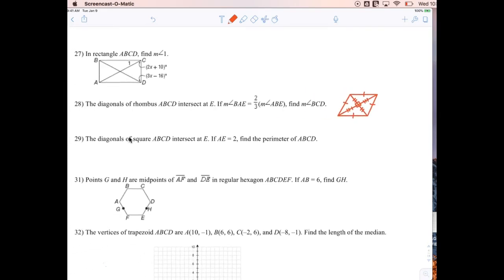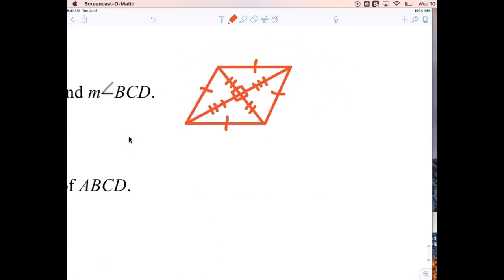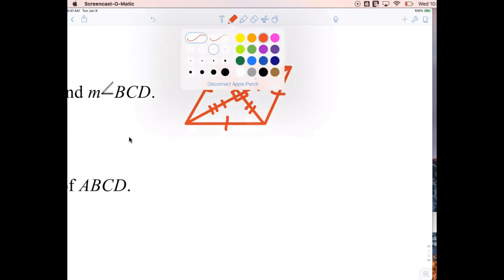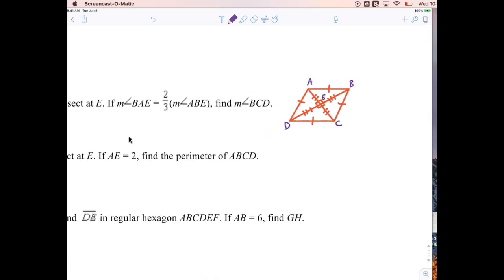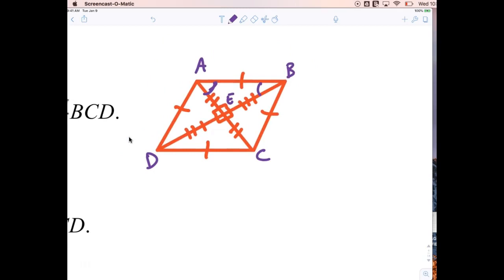So our rhombus is what? A, B, C, D, right? So let's go ahead and call this A, B, C, D, E. Again, A, B, C, D, and then E is here. Now it's just a matter of looking at BAE, right? So here is BAE, and here is ABE. Well, what's true about those two angles, guys? They're not equal. What are they? Complementary. Thank you very much.